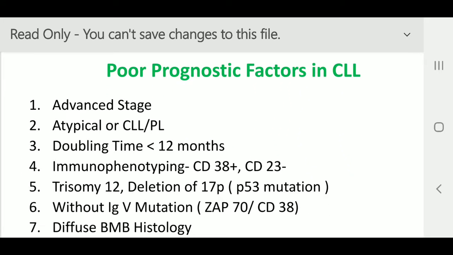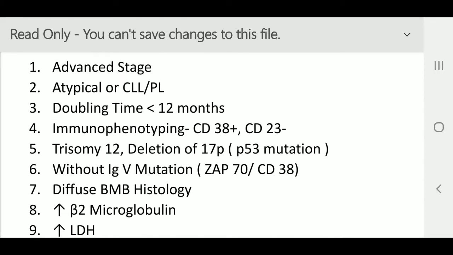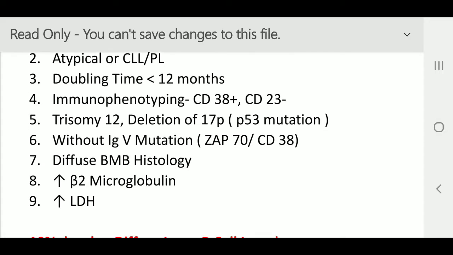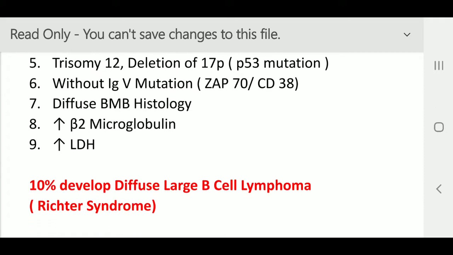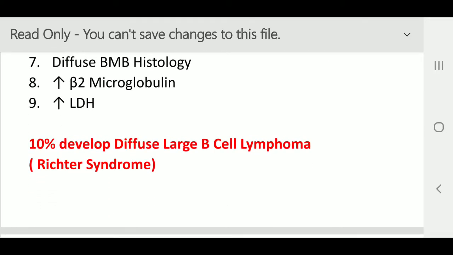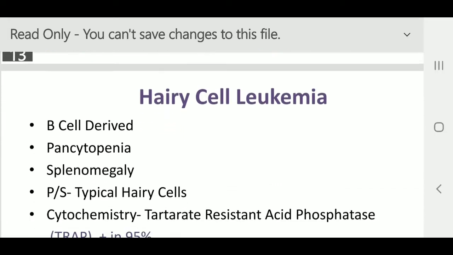What are the poor prognostic factors in CLL? Advanced stage, atypical CLL or PLL, in which doubling time is less than 12 months, or if there is a diffuse type of bone marrow biopsy histology, increase in beta-2 microglobulin and increase in LDH. 10% of patients of CLL develop diffuse large B-cell lymphoma, also known as the Richter syndrome.